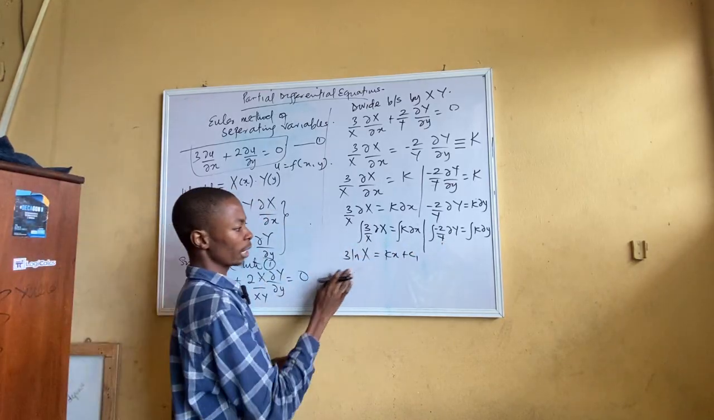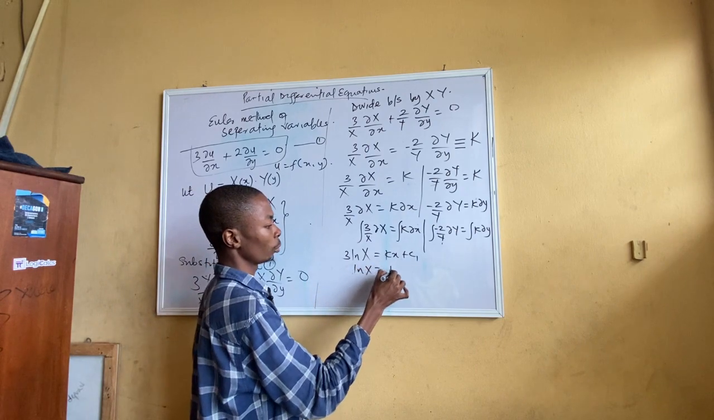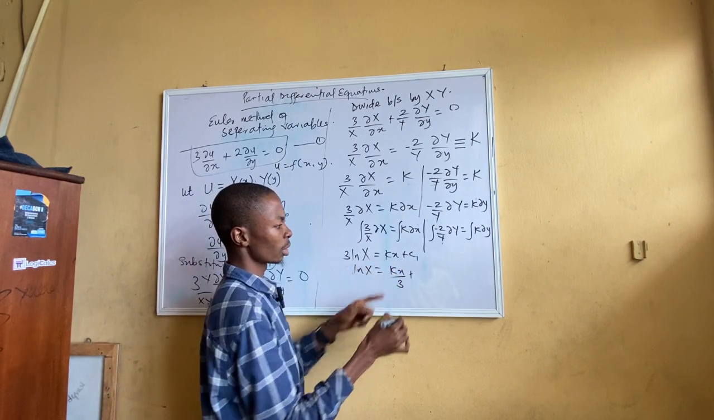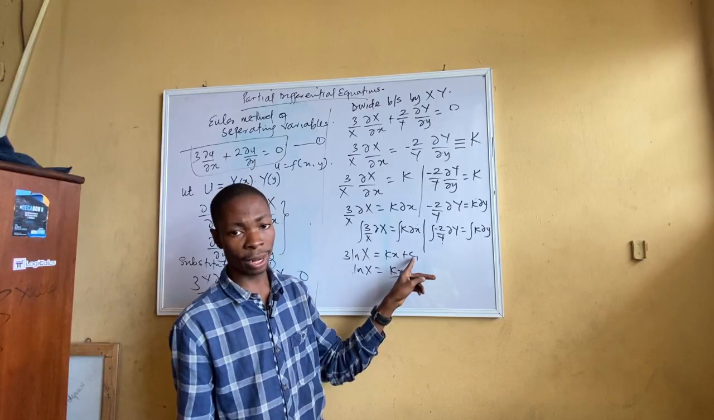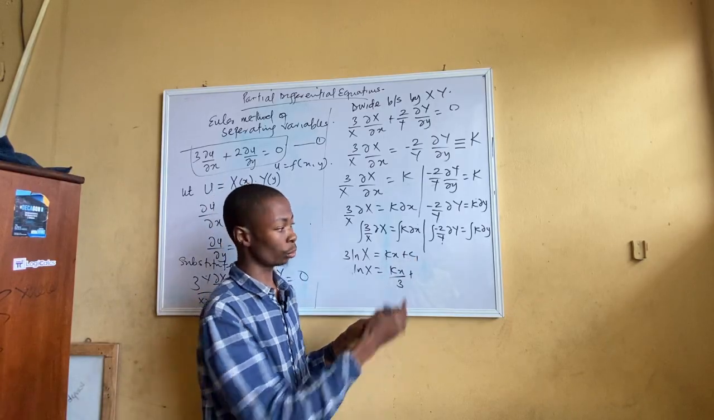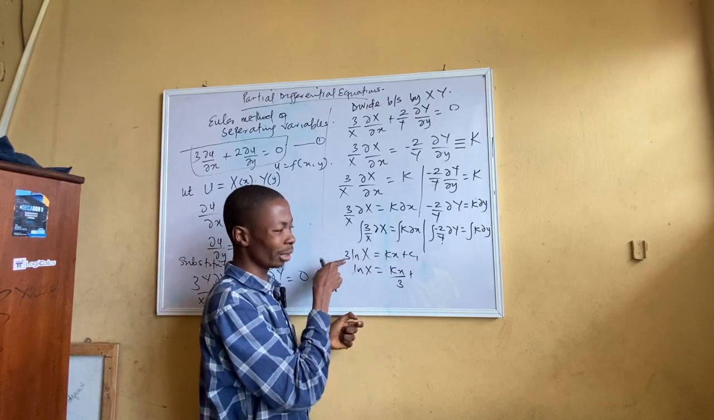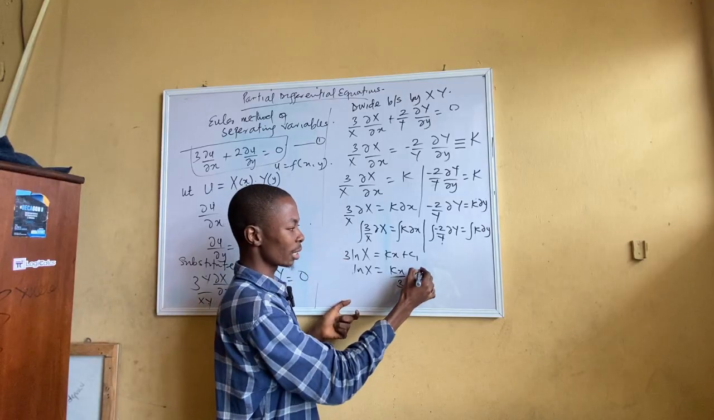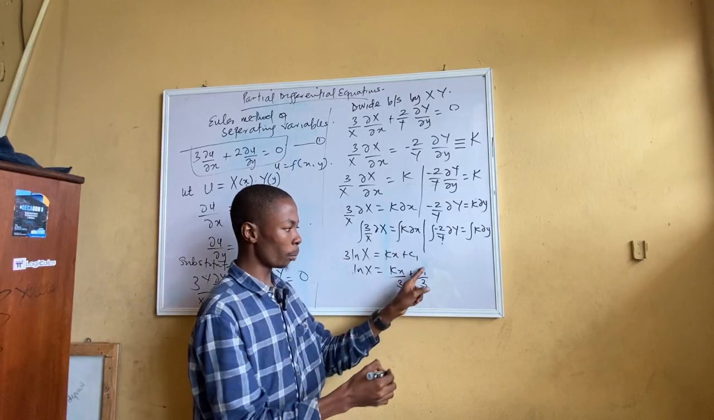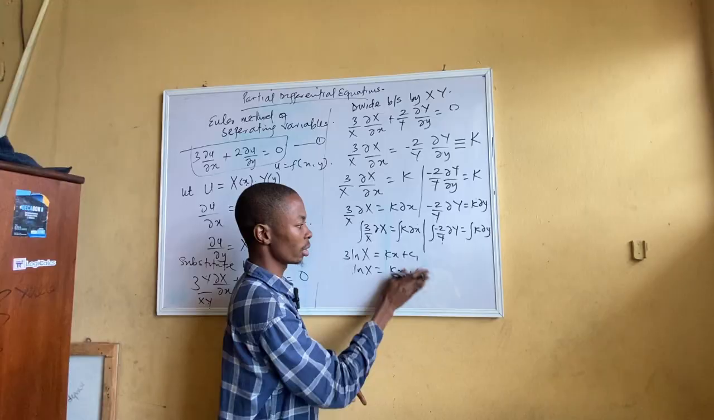So if I divide both sides by 3, now I'm going to have ln x equals kx over 3 plus c1. The c1 that I introduced here is a constant. Whenever you integrate a function, you put plus c, a constant. And 3 too is a constant. If I say c1 over 3, both of them are constant. We can say this one is just k.